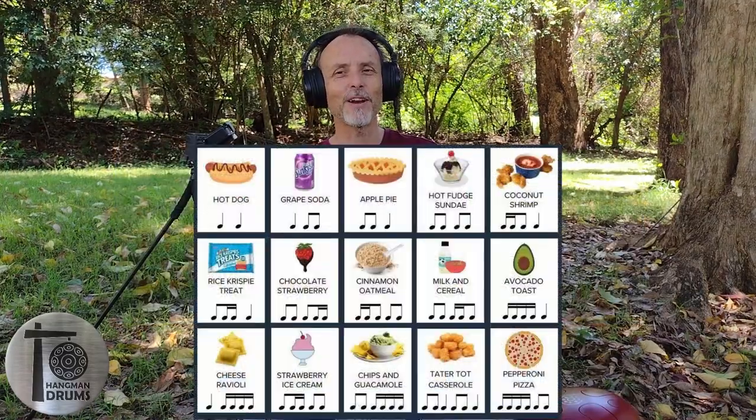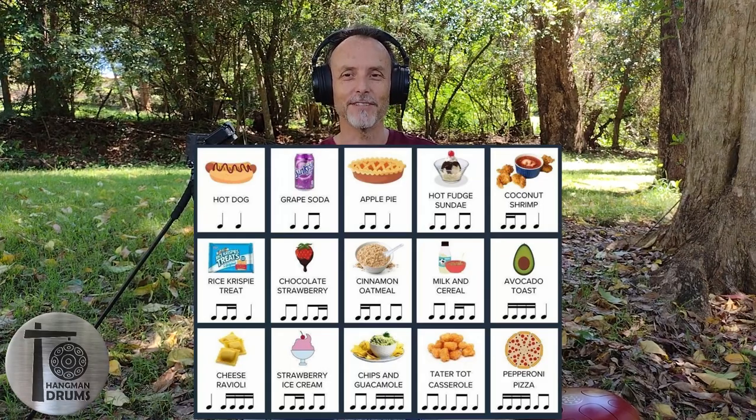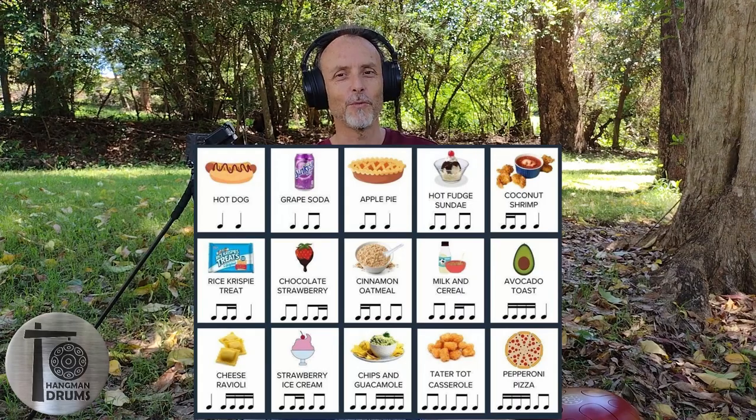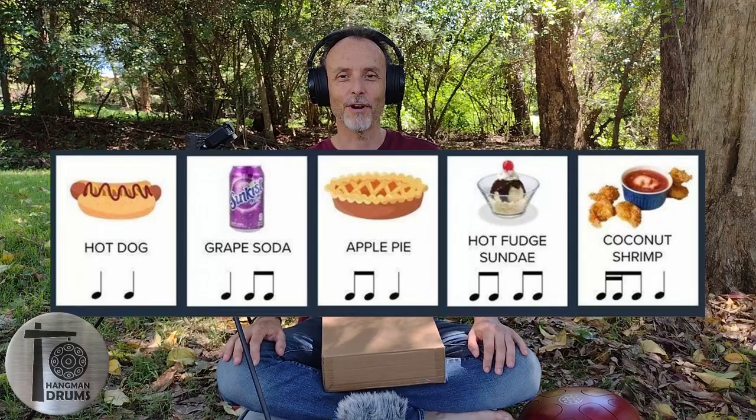So this chart is one of many you can find on the internet, and it can help you learn rhythm notation. It's got some pictures of food, words, and some notes underneath. Let's take a look at the first row.